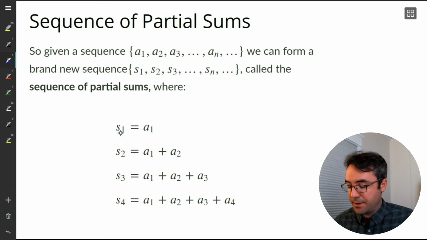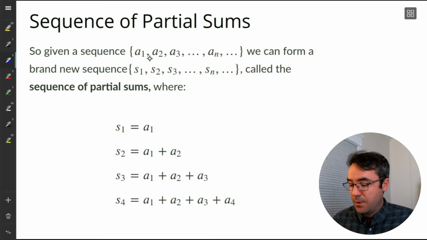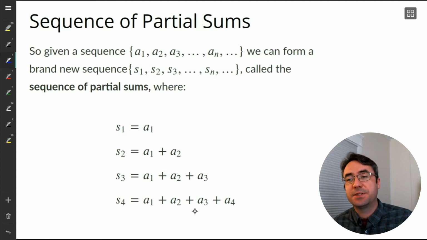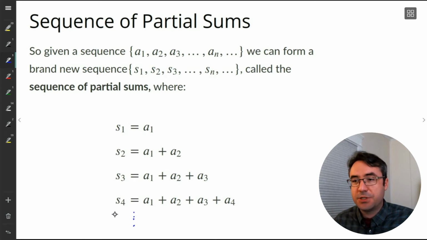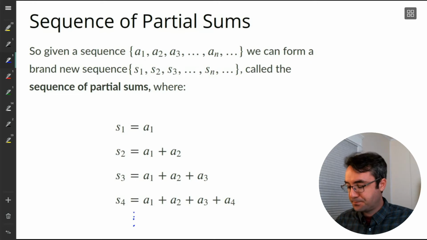So what is S1? This is just the first term of our original sequence, just there by itself. S2, what is S2? Well, we take the first two terms of our original sequence and we add them together. S3, what's S3? Well, we take the first three terms, add them together. What's S4? We take the first four terms, so a1 plus a2 plus a3 plus a4. And we could keep doing this as much as we want. S5, take the first five terms, add them together.